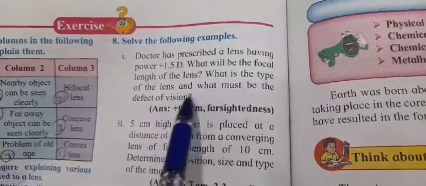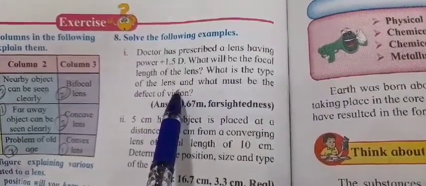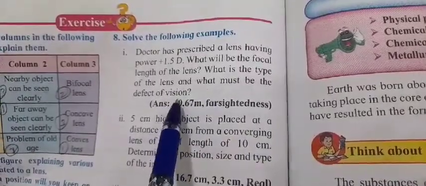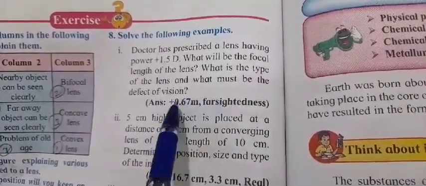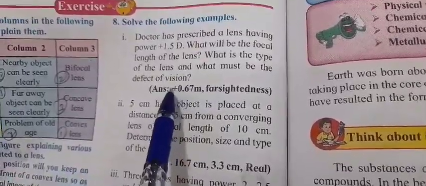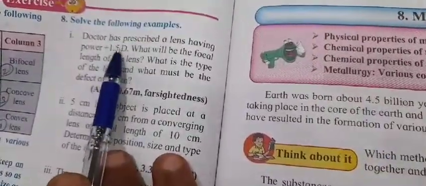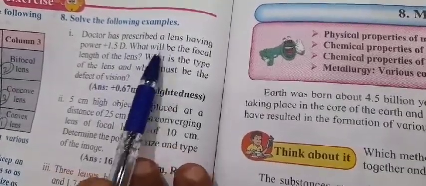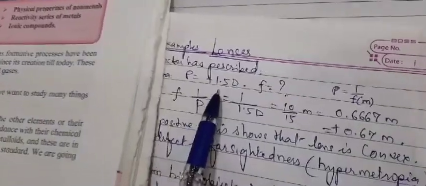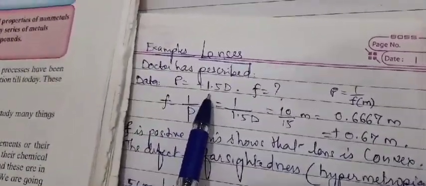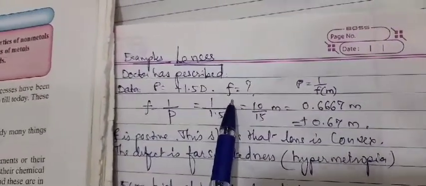What is the type of the lens, whether it will be concave or convex, and what must be the defect of vision, meaning which type of defect is there. Okay, so we will solve this example now. In the question, the doctor has given a lens having power 1.5 diopter. So P is equal to 1.5 diopter.